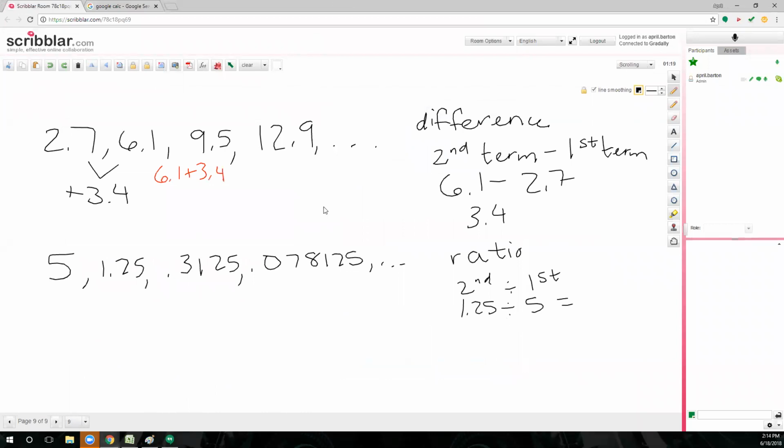So 1.25 divided by 5, 0.25. So this time our common ratio is a decimal. 5 times the 0.25 gives you 1.25, and so on and so forth. Okay, so that covers our sequences.